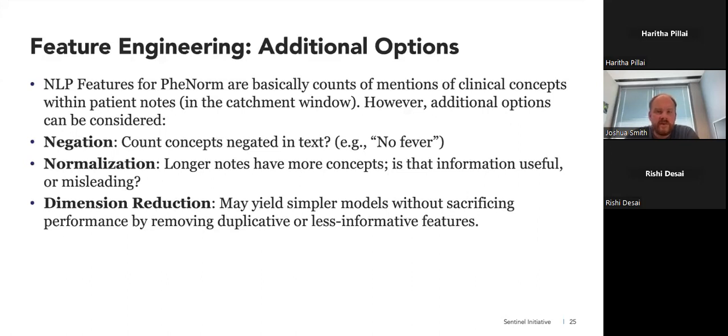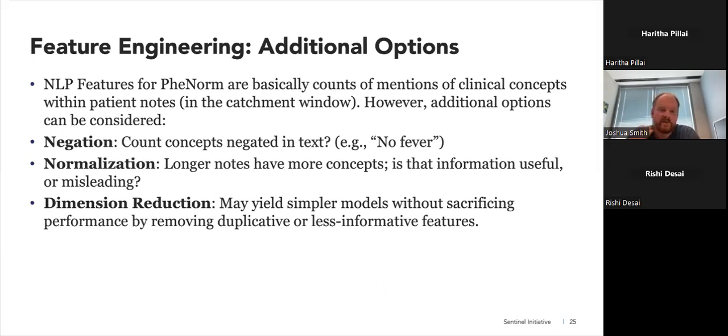According to the developers of PheNorm, they found that using negation wasn't really necessary, that they still got good results without the use of negation. So we weren't sure if we should include it or not. We considered that one of our feature engineering options. So we did create features that ignored negation, and then we also created features that considered whether a term was negated or not.